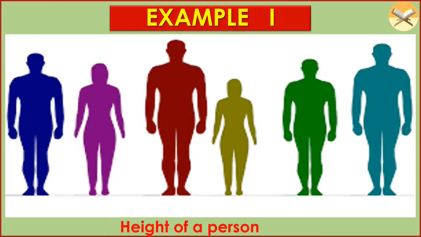Let's discuss the height of a person as an example of the law of dominance. Here you can see in this diagram the variety in height of people. Height is a polygenic character, so it is controlled by many genes. Height of humans is controlled by many genes, therefore there is variety in the height of every person.